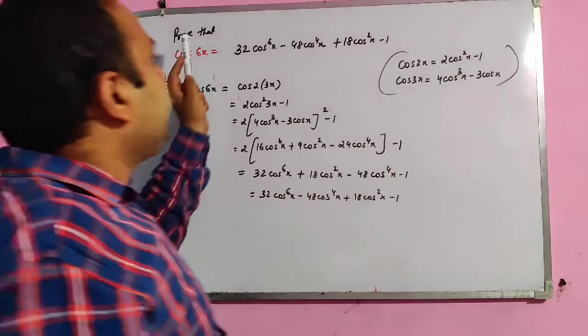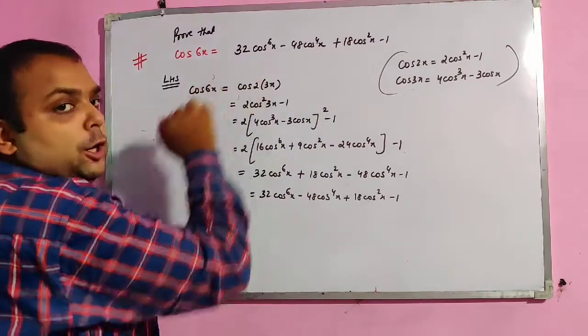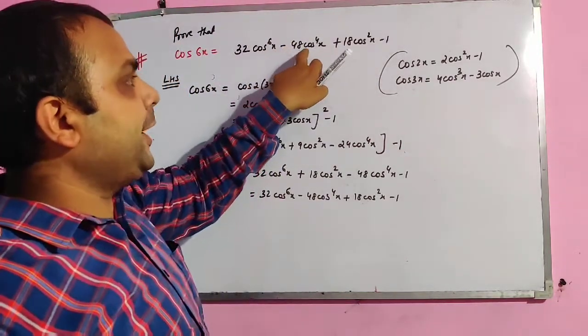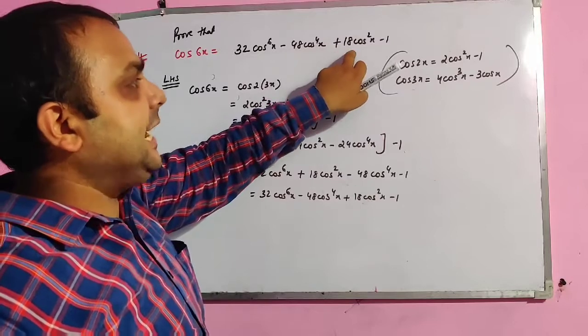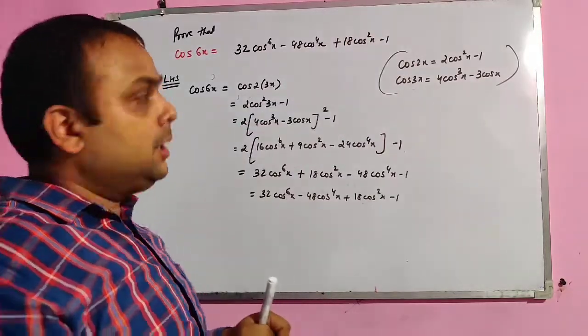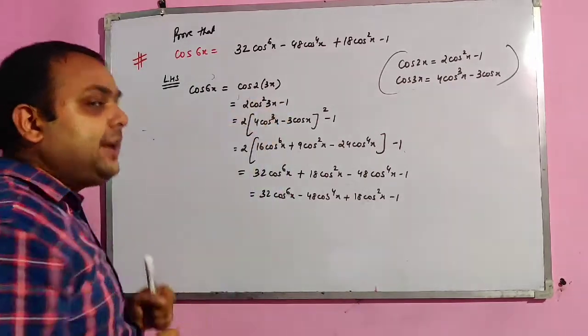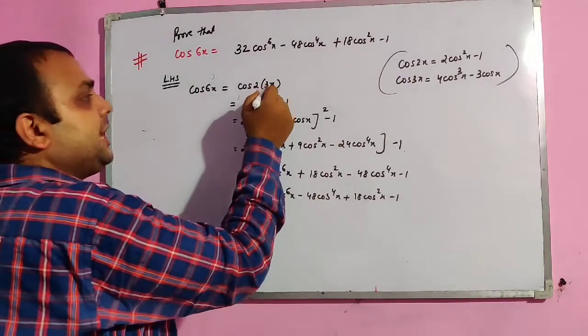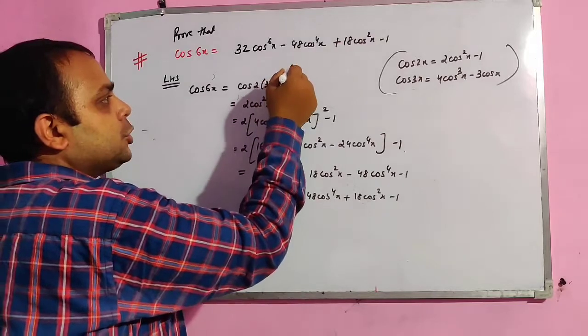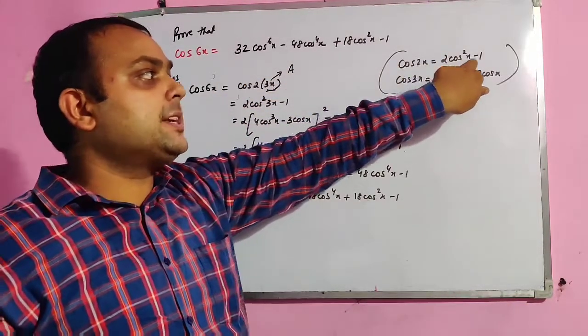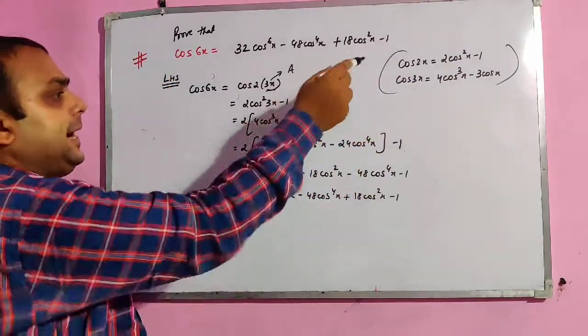We have a question, we have to prove that cos 6x is equal to 32 cos to the power 6 x minus 48 cos to the power 4 x plus 18 cos square x minus 1. Now this cos 6x can be written as cos 2 multiplied by 3x. Now this 3x I have taken as a, so I got cos 2a. The formula of cos 2x is 2 cos square x minus 1. So I have just applied that formula.